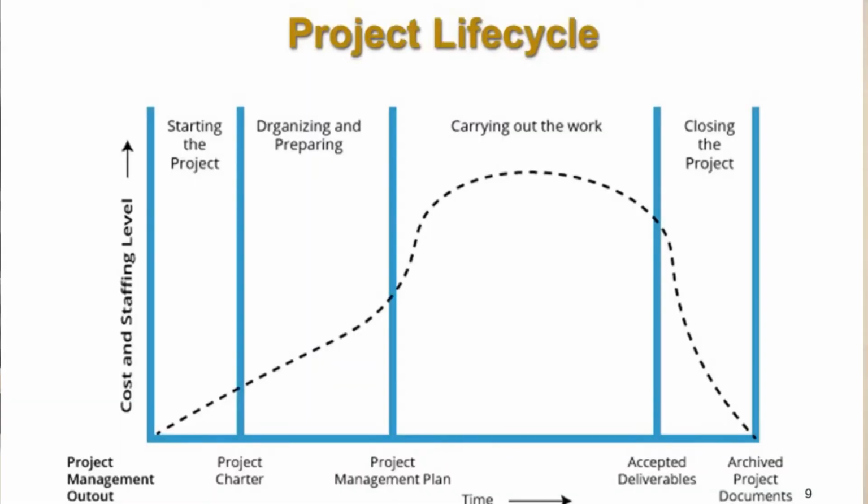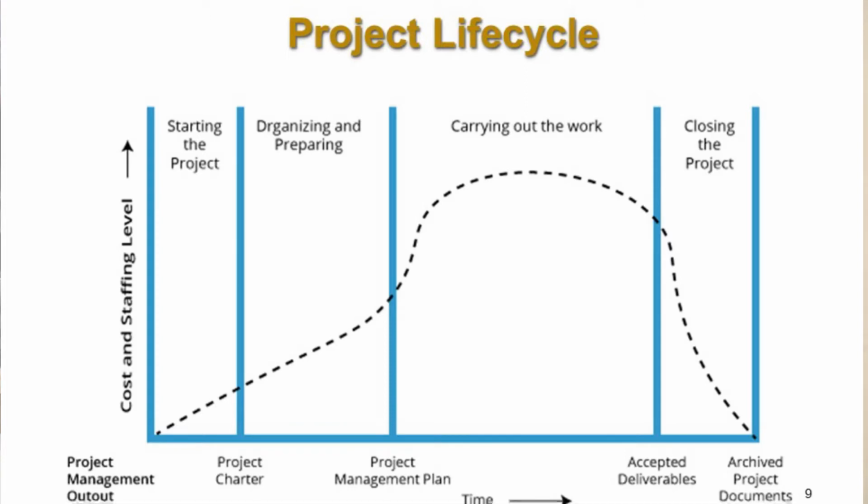And there is no limitation on the nature of the business or the nature of the objectives that we want to accomplish. Anything could be a project if it satisfies the attributes that I told you about. And any project has a life cycle. It starts with starting the project, then organizing and preparing. Then we go to a longer phase, where we carry out the work. And at the end, we do a proper closing of the project.